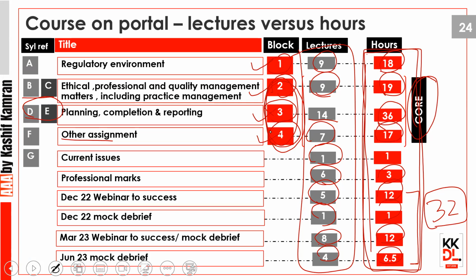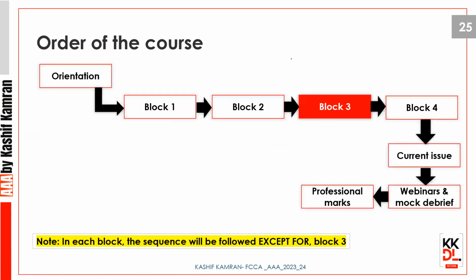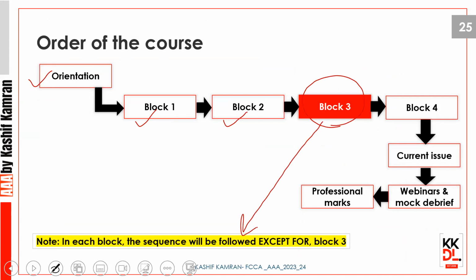Now, how to go? Should you go in the order? What is the recommended way of going over so many lectures and so many hours? Let's find the answer for that now. Order of the course. Can you see this flow chart in front of your screen? Order of the course: orientation first. After the orientation, block one, then block two. I have made block three red, and there is a note here for block three.